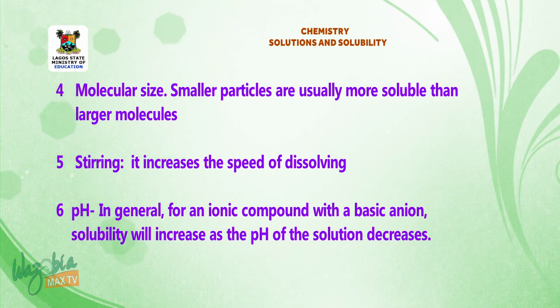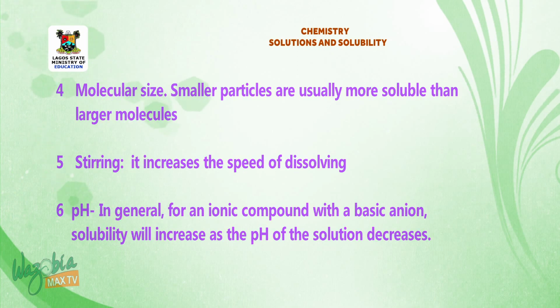Number 5, stirring. It increases the speed of dissolving. Number 6, pH. In general, for an ionic compound with a basic anion, solubility will increase as the pH of the solution decreases.